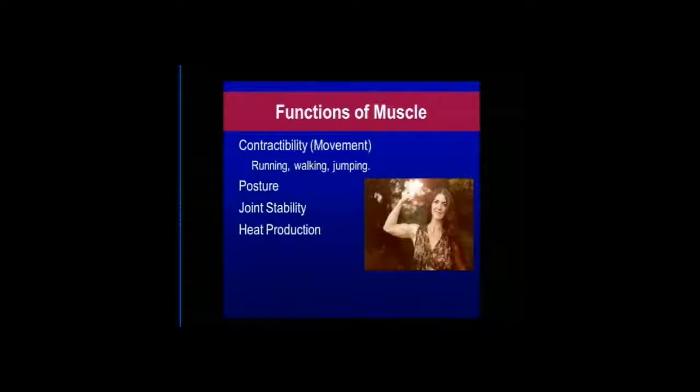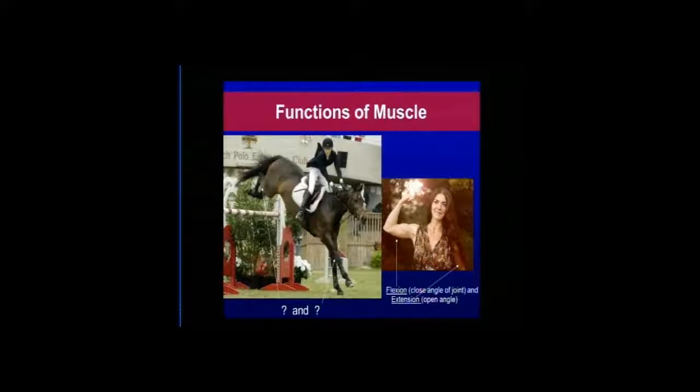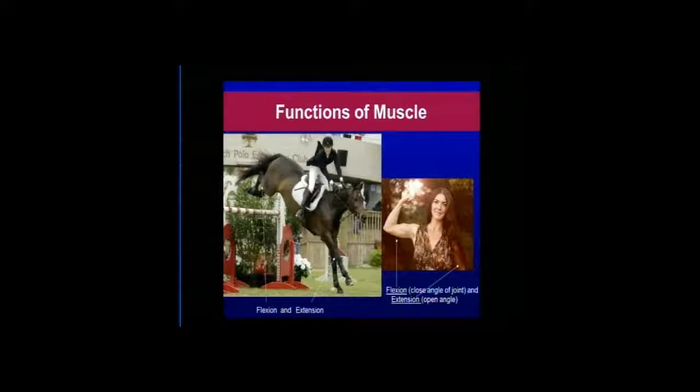Whenever a muscle contracts, it moves, and it holds your posture, makes you sit upright. Joint stability is one of the things, and also heat production is another thing that happens. And here we see an individual. You've got flexion, where you have the closed angle of the joint, and then you've got extension. So here we can see it on a horse. Which one is flexion and extension? You're right. This one is flexion, and the front legs are extended out for that horse to land.